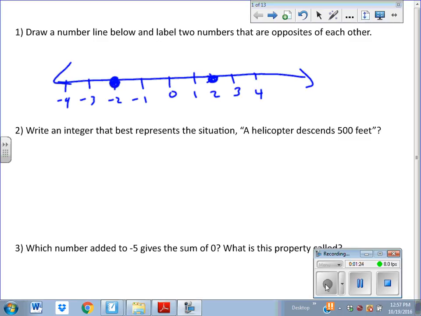Number 2, write an integer that best represents the situation. The helicopter descends. Descends means to go down. Ascend, A-S-C-E-N-D, means to go up. So for this one, -500 is an integer that represents that situation.